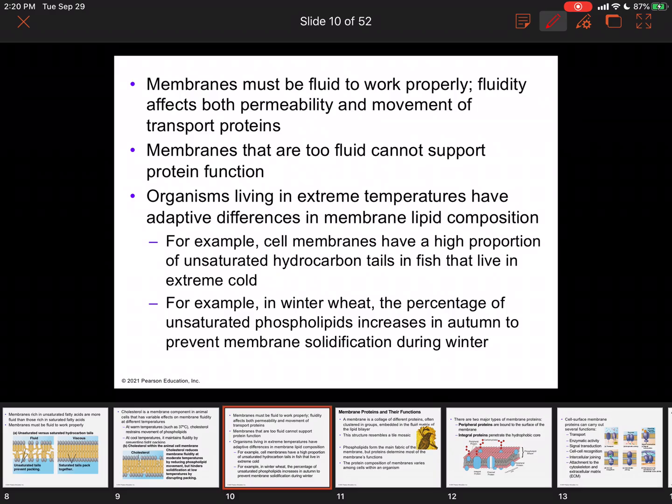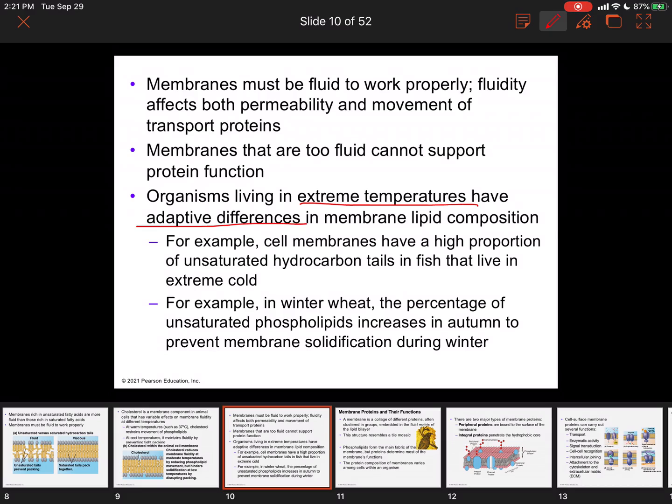Okay? It says membranes must be fluid to work properly. Fluidity affects both permeability and movement of transport proteins. And so membranes that are too fluid cannot support protein function. We want them to be fluid, but not too fluid, because we still have to produce proteins within the cell. If it's too fluid, then it shuts some of that down. It says organisms living in extreme temperatures have adaptive differences. So if they live in extreme temperatures, we're going to see that there is a difference in their lipid composition.